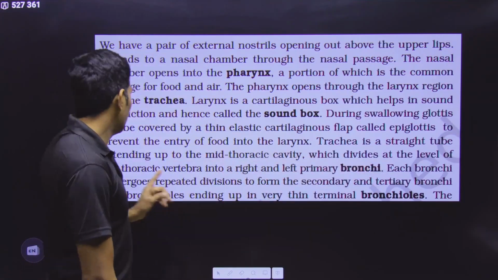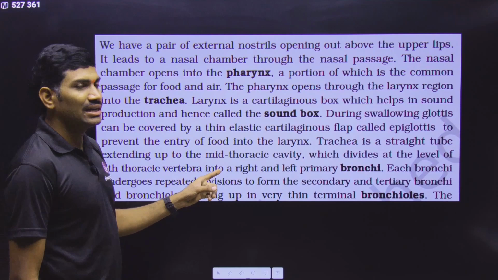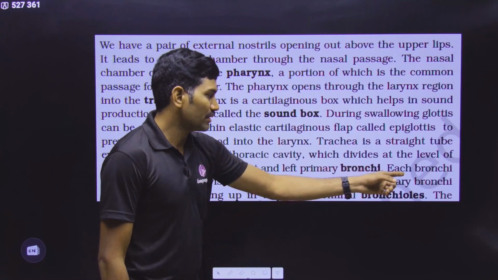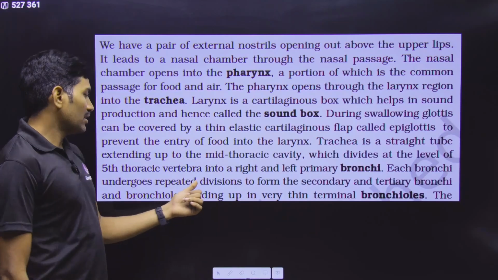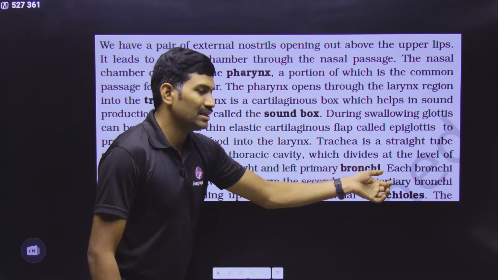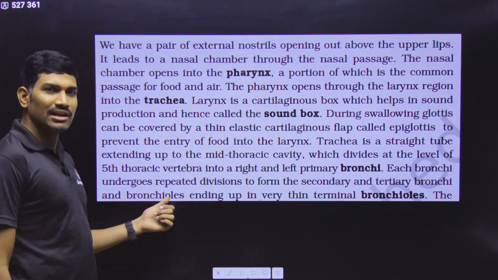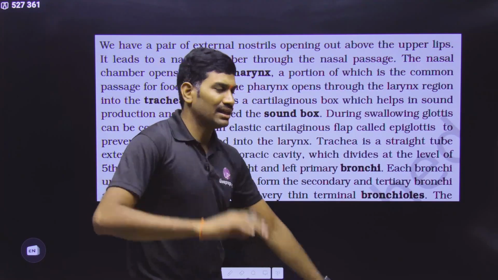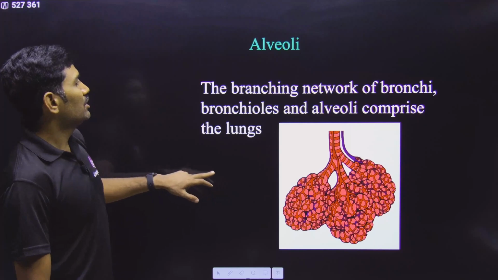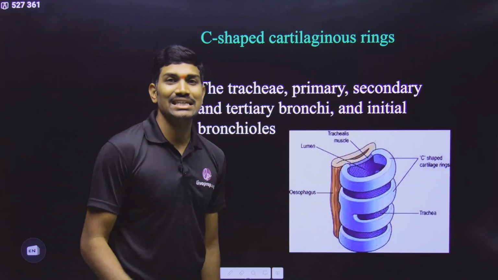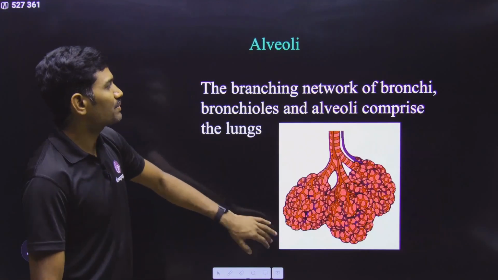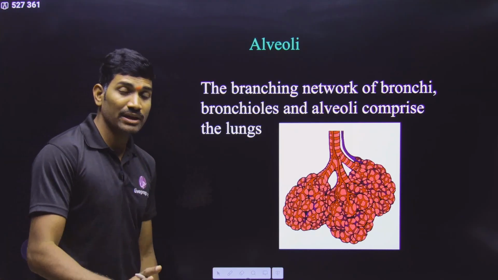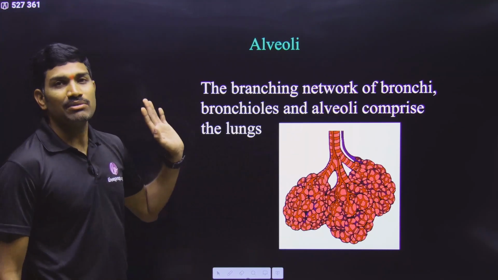At the level of the fifth thoracic vertebra, it is divided into right and left pulmonary bronchi, or the primary bronchi. Each bronchus undergoes repeated divisions to form secondary and tertiary bronchi, and then finally the bronchioles, ending up with terminal bronchioles. Next one. Here also we observe some C-shaped cartilaginous rings, and these are the final sac-like structures called alveoli. I will give proper explanation in the next lecture. Simply, I am giving you some basic idea.